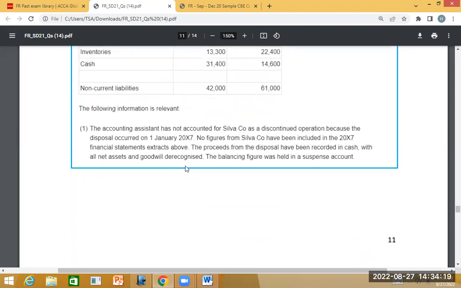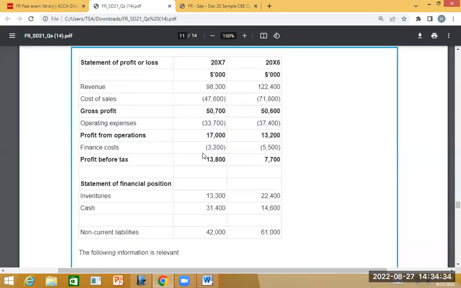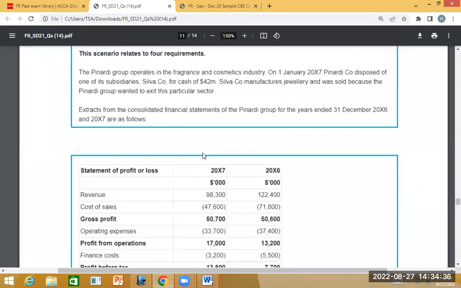An accounting assistant has not accounted for the Silva as a discontinued operation because the disposal occurred on 1st January 2007. No figures from the Silva have been included in 2007. But basically Silva is a separate major line of the business. So it should be recorded as a discontinued operation.